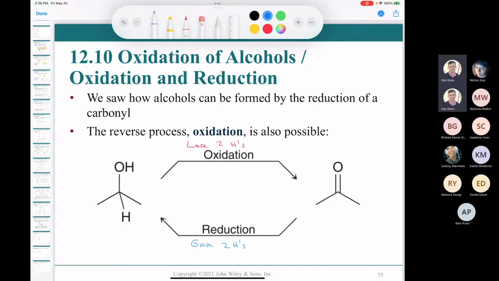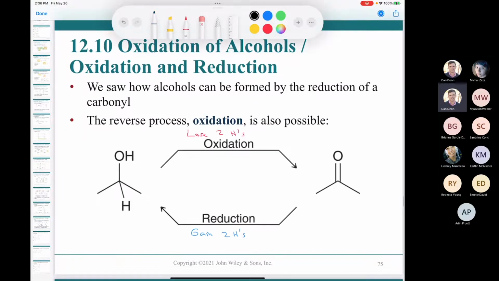Another thing you could do is to calculate the oxidation number of the carbons. So here we have a carbon surrounded by 1, 2, 3, 4 electrons, and so the oxidation number of this carbon is 0. And here we have a carbon that is surrounded by 1, 2 electrons, and so its oxidation number is +2. Since we're going from 0 to +2, going from the alcohol to the ketone, oxidation is losing electrons, and therefore this is oxidation.